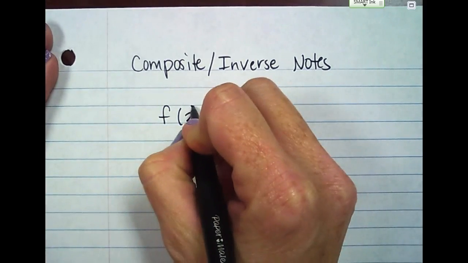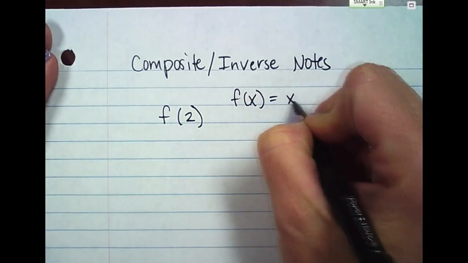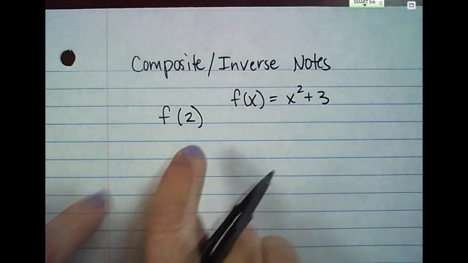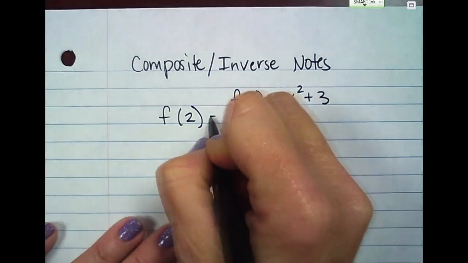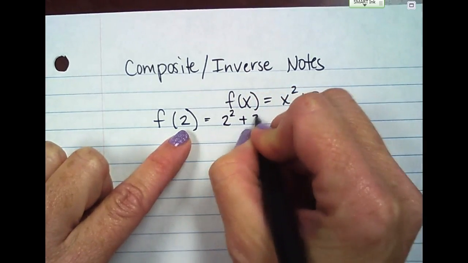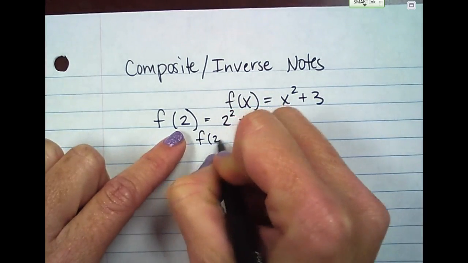If I told you f of 2, let me give you a function. If I say f of x equals x squared plus 3, and then I asked for f of 2, what does that mean? Everywhere you see an x, we're going to substitute. Take out the x, and we're going to put in 2 instead. So where I see an x, I'm going to write 2 squared plus 3. So 4 plus 3 is 7. So f of 2 is 7.